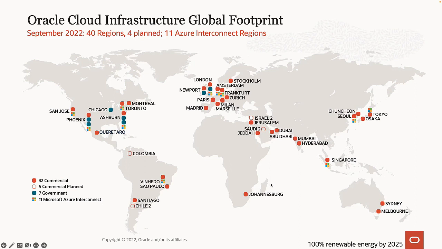And then we also have 11 Microsoft Azure Interconnect regions. So that will allow you to do workloads that span both Oracle Cloud and Microsoft Azure. If you need to run applications on Azure and database within Oracle, within those regions that have the Azure Interconnect, you can actually run those workloads together. So lots of different areas in which you can deploy here.